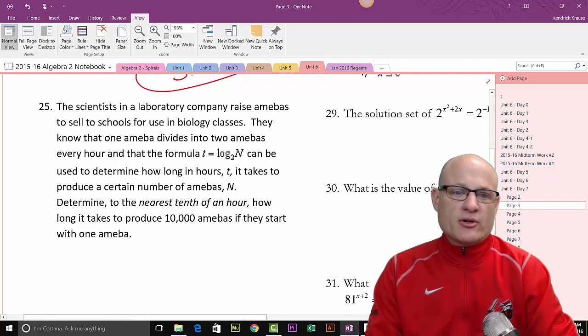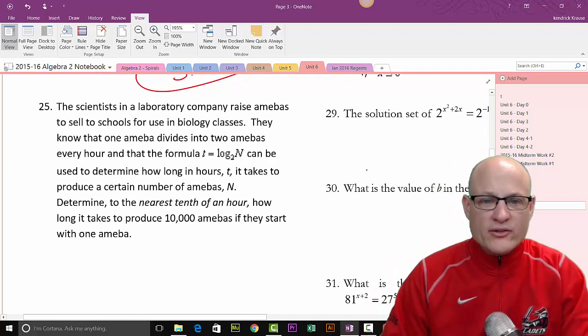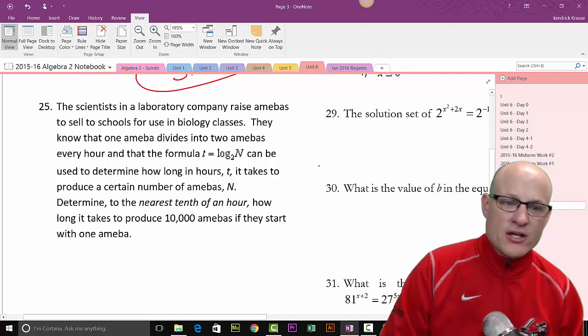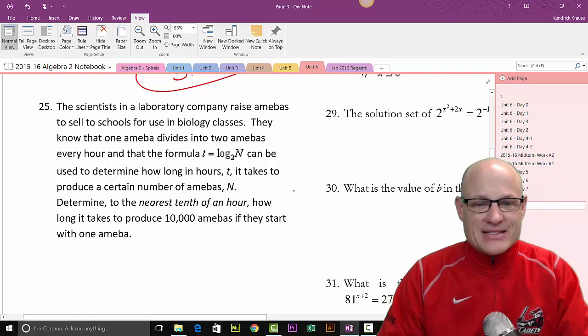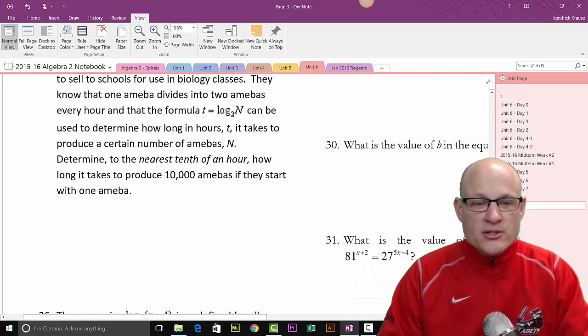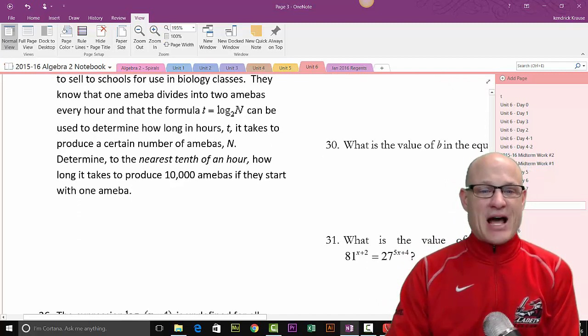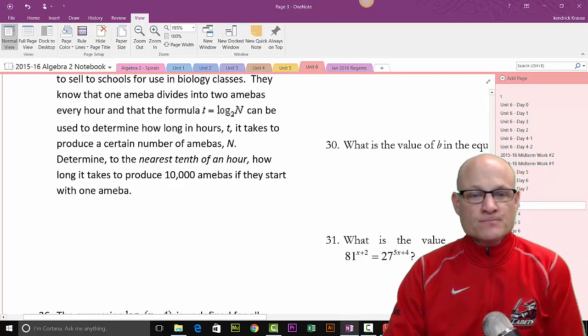A scientist in a laboratory company raises amoebas to sell to schools for use in a biology class. They know that one amoeba divides into 2 amoebas every hour, and that the formula can be used to determine how many hours T it takes to produce a certain number of amoebas N. Determine to the 10th of an hour how long it takes to produce 10,000 amoebas.